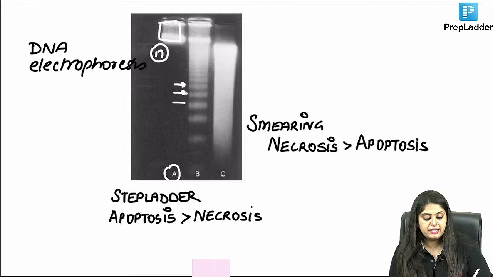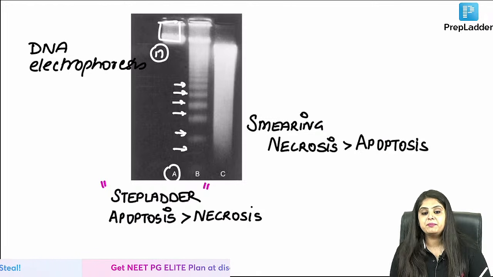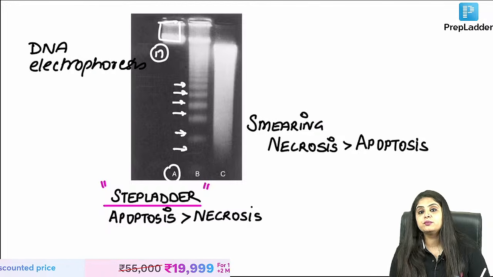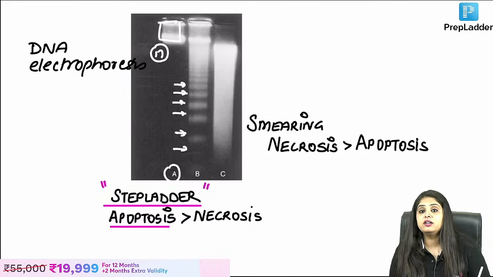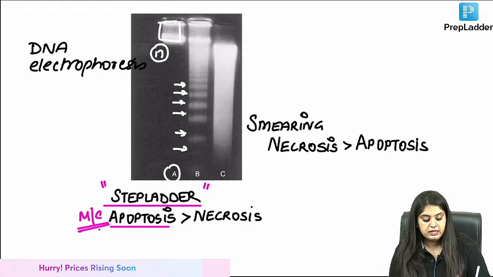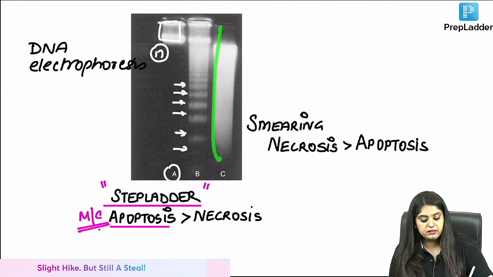In option B, I can see the step ladder pattern. Step ladder is the term that everyone uses on Telegram for PrepLadder so that you don't get banned on most of the groups. So step ladder is going to be seen where? It is going to be seen in apoptosis and necrosis, both, but most commonly it is seen in apoptosis.